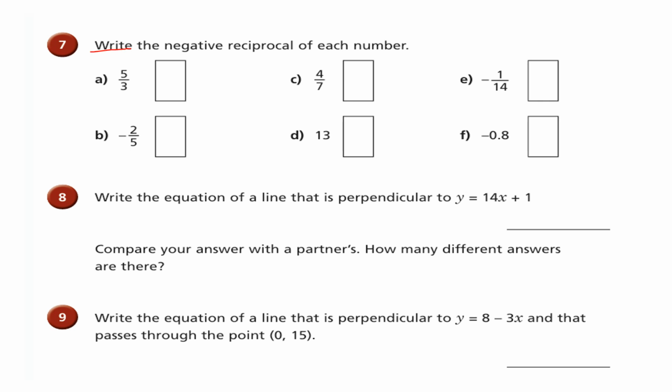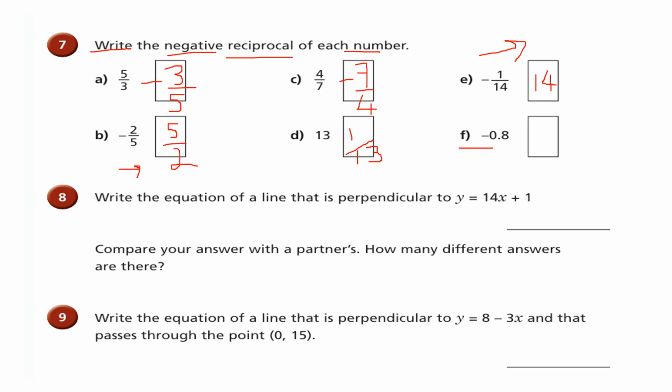Question 7, write the negative reciprocal of each number. So remember, you flip it and then you negate it. So 5/3 goes to minus 3/5. This next one, minus 2/5, will go to positive 5/2. 4/7 will go to minus 7/4. 13 will go to 1/13. Minus a 14th will go to positive 14, or 14/1, which is 14.